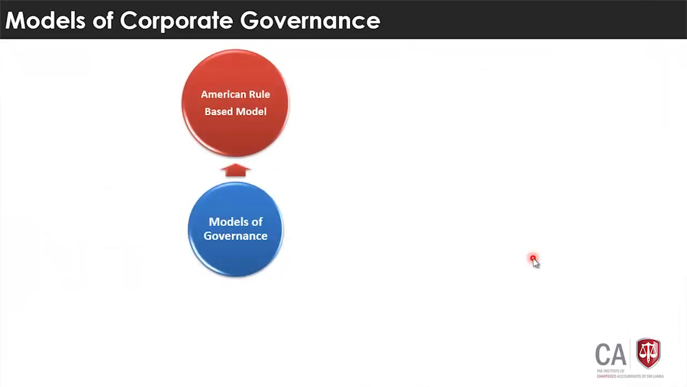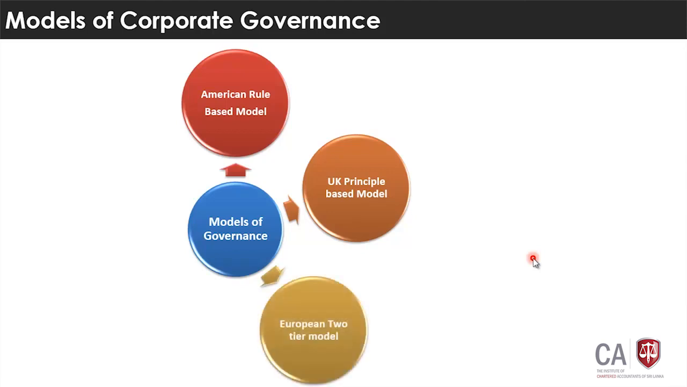One model which we learn is the American rule-based model governed by the Sarbanes-Oxley Act. Then the UK model, whose trademark is called the comply or explain approach, where companies can comply, and if they deviate they have to explain the rationale. And I will explain to you the European model, and what the two-tier model means.